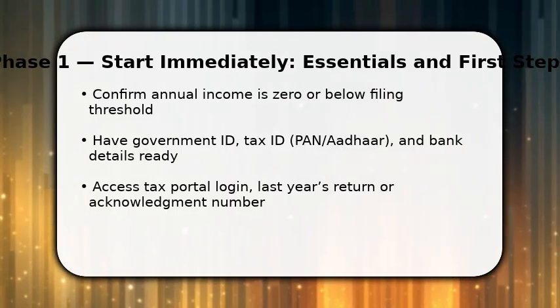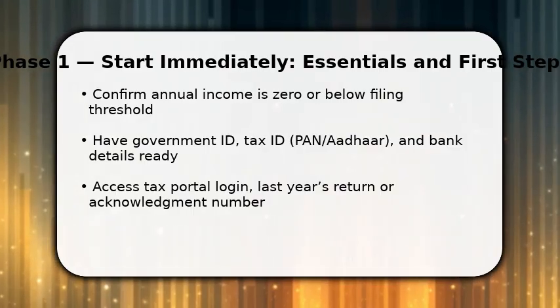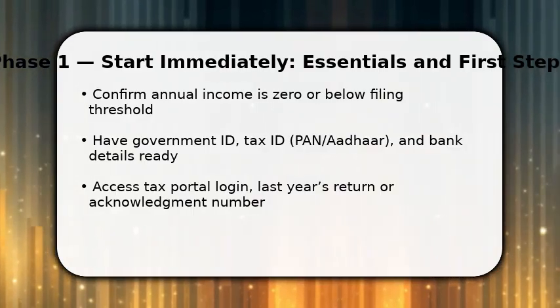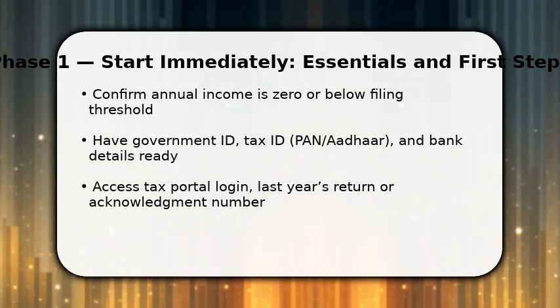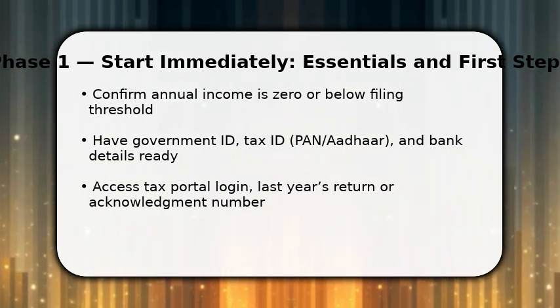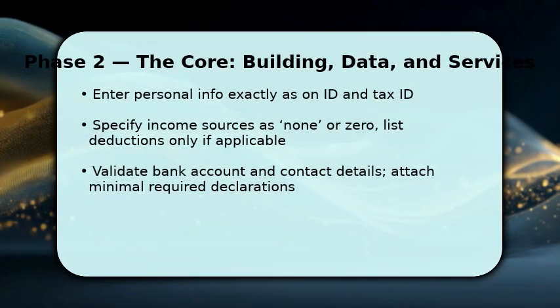Make sure to select the simplified or zero-income form. This reduces fields and speeds up entry. Begin filling basic personal and income sections immediately. Don't postpone. Now complete the core form fields carefully.